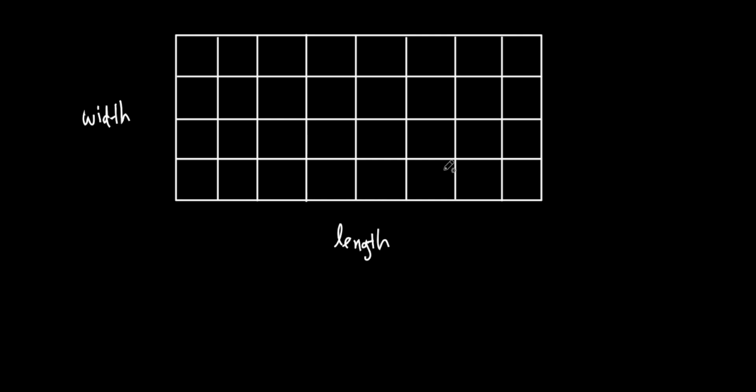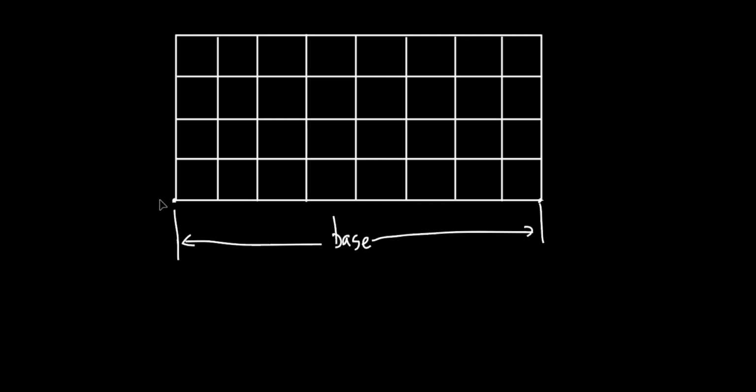But what we're going to do is we're going to use a couple different words, and we're going to continue using those same words for the other stuff that we're going to find areas of. All right. So instead of length or width, it doesn't matter which one's which, we're going to call this the base. And what am I talking about? I'm talking about from here to here. Everybody see that? So that distance, from this point all the way to this point, the length of that rectangle, I'm going to call the base. And this one, I'm going to call the height.